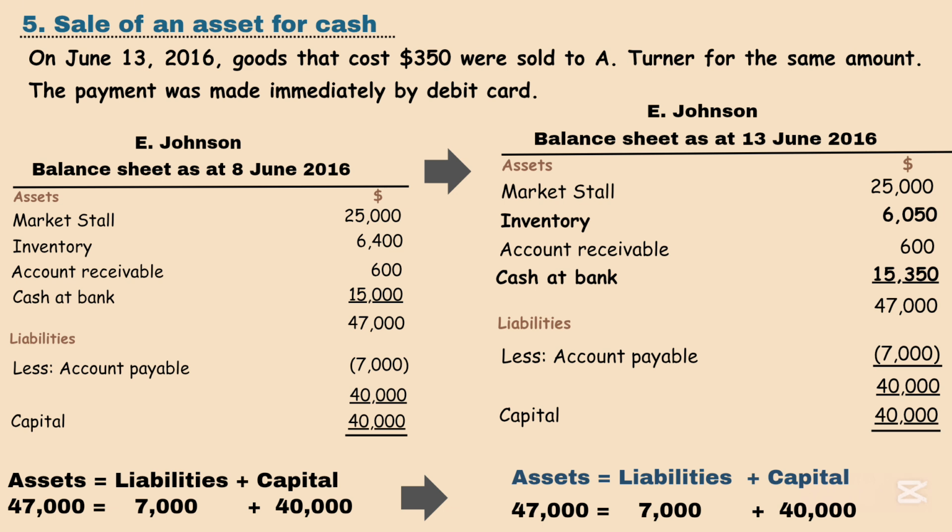Now, in this transaction, on June 13th, E. Johnson sold goods for cash. This increased cash at bank by $350 and reduces inventory by $350. Total assets remain at $47,000, but the mix of assets has changed. Cash at bank increases by $350, inventory decreases by $350.